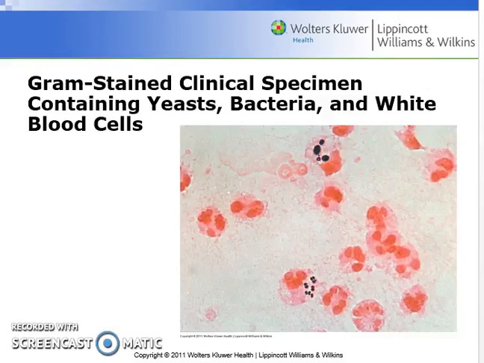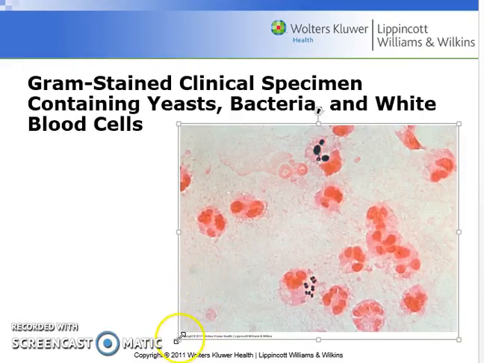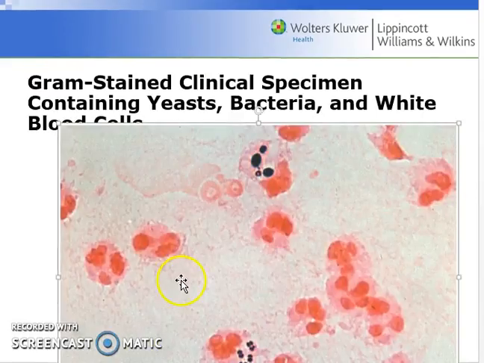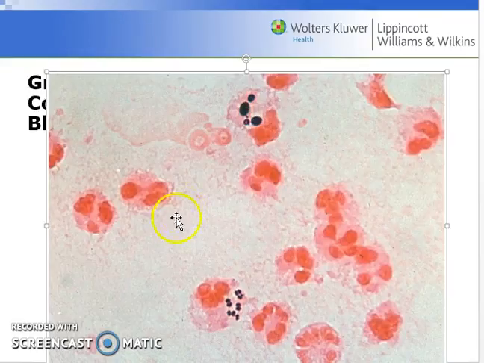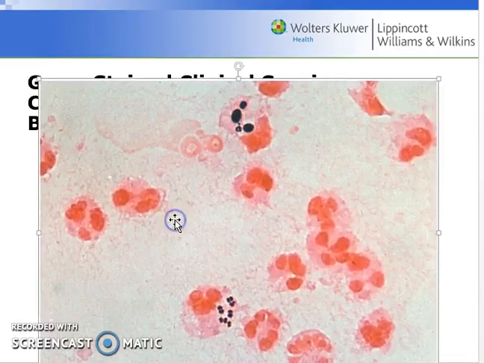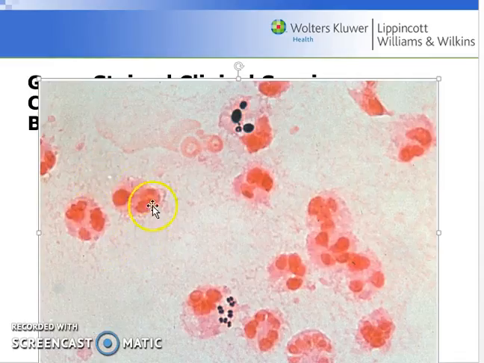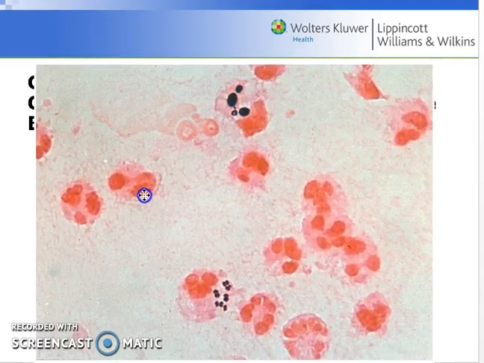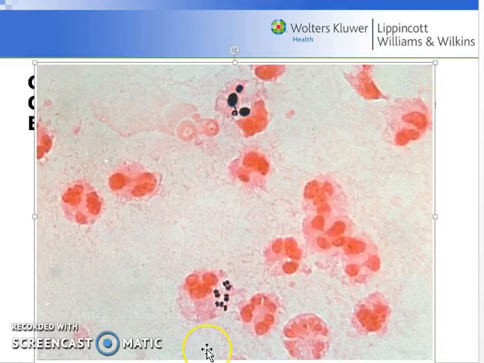Here's again another image where you have both bacteria, you have yeast, and then you have your blood cells all incorporated into this image. And what you can see here is what we want to do is identify where the bacteria are and identify where the yeast is and where the white blood cells are. Now the white blood cells are going to be all of these cells that are stained with the light pink in the background. This is a Gram stain, so it uses safranin to stain the specimens on here. It also uses crystal violet.